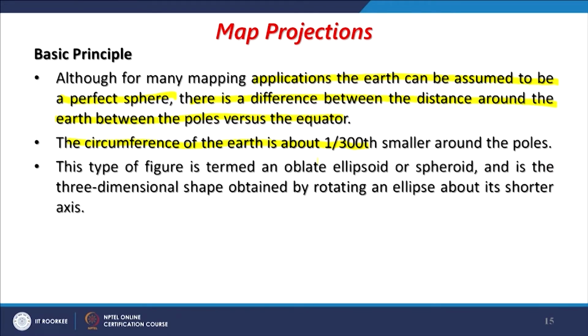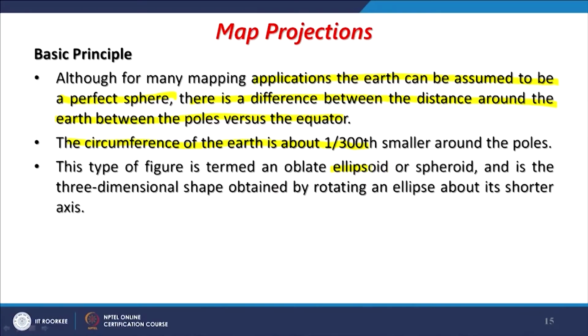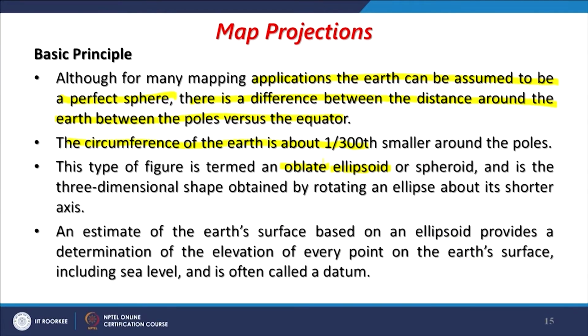So, if we rotate that, we will get this oblate ellipsoid, and that is why it is also called an ellipsoid. It is not a circle which we rotate around this north-south axis. An estimate of the Earth's surface based on an ellipsoid provides the determination of the elevation of every point on the Earth's surface, including sea level, and that is often called the datum.